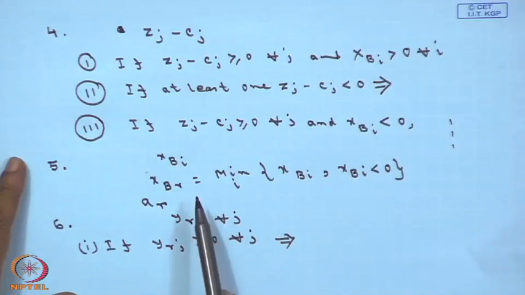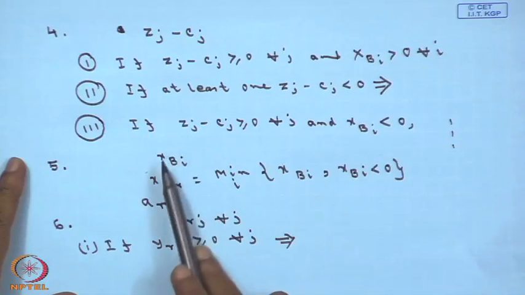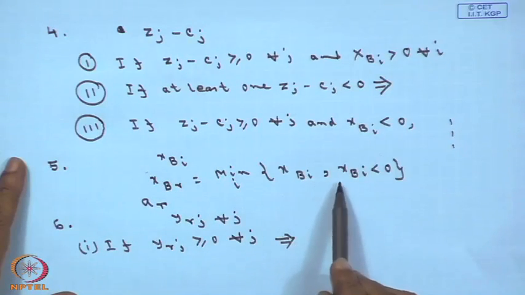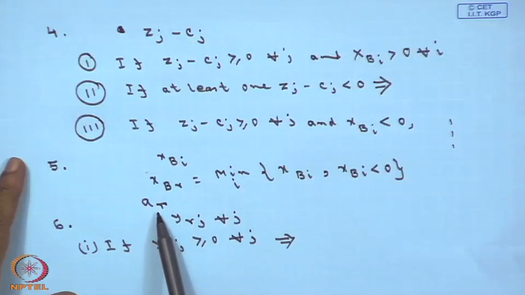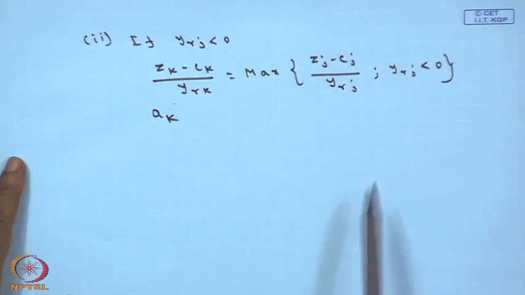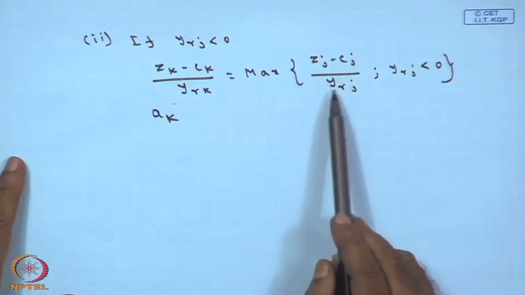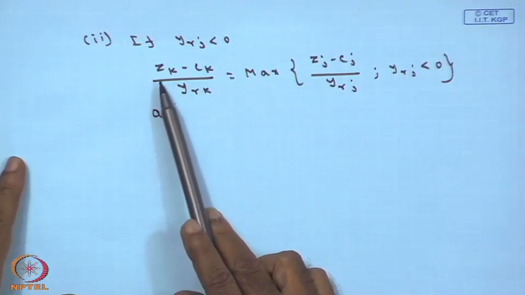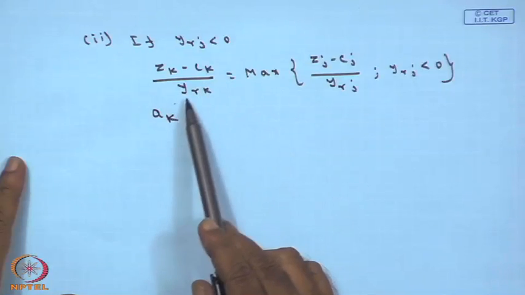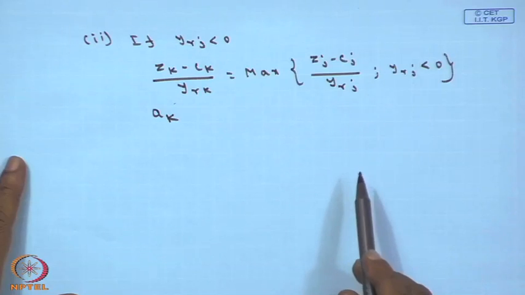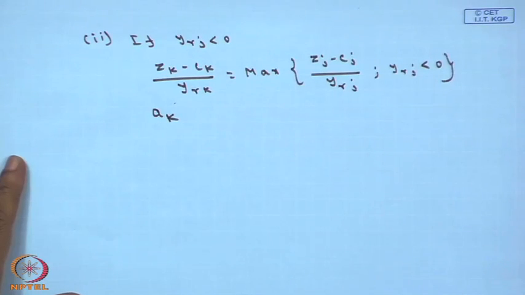In step 5, I have told you to see the most negative value of x_bi, and that will be the departing vector. So, I have written x_br equals the minimum of x_bi where x_bi is less than 0. In that case, a_r is the departing vector, and if y_rj is less than 0, then compute the maximum of z_j minus c_j by y_rj. If that value is coming for the kth one, that is z_k minus c_k by y_rk, then the entering vector will be a_k. And now repeat the process as you have done in the simplex method until you come to the optimum solution.